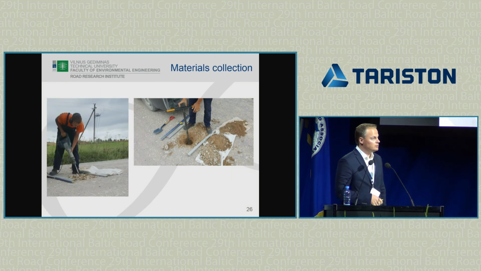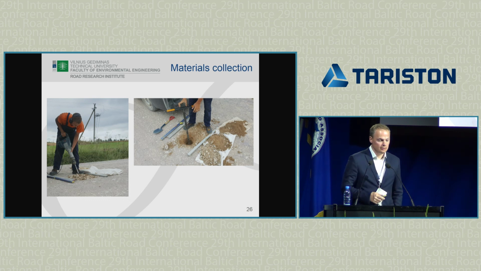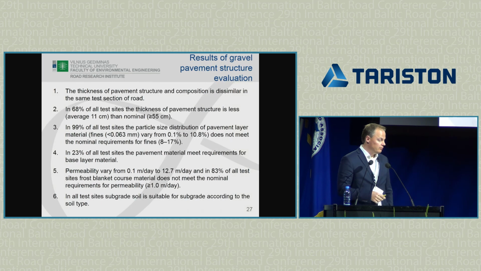Here are some photos from the extraction procedure, and you can see that different types of materials are in the pavement. Actually, you can see that there is no wearing layer of 5 centimeters or thicker, and we have quite big particles in the wearing layer, so it's not good for maintenance of the gravel road.